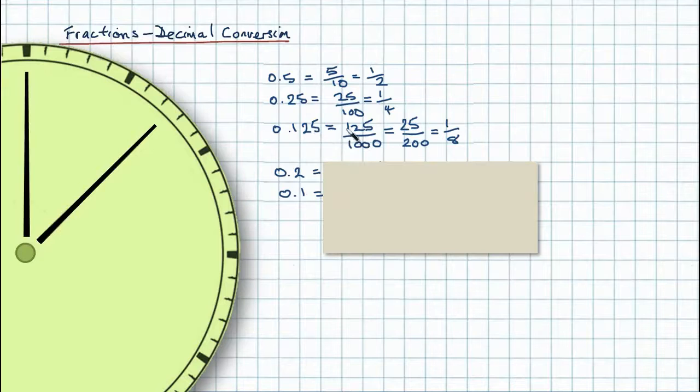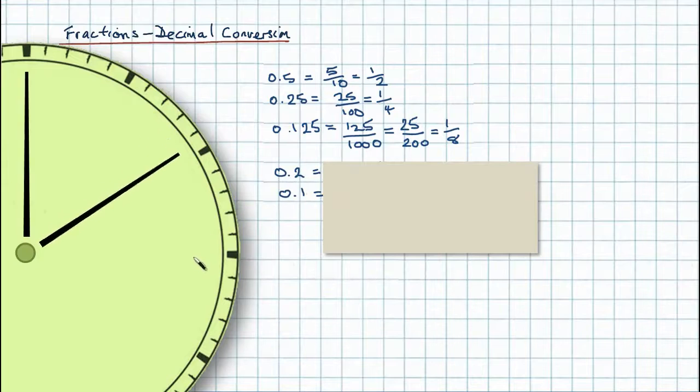And 0.125 equals 125/1000ths once we've joined all the tenths, hundredths and thousandths together. And I've just divided through here by 5 to get 25/200ths, and then divided top and bottom by 25 to get 1/8.